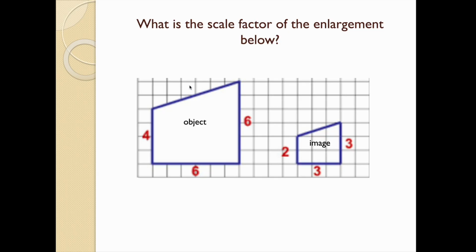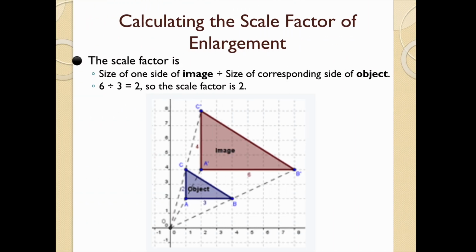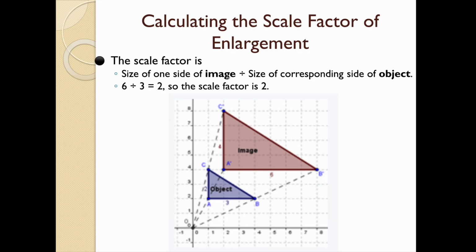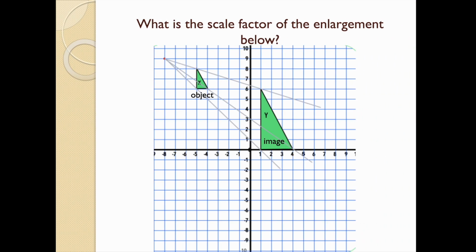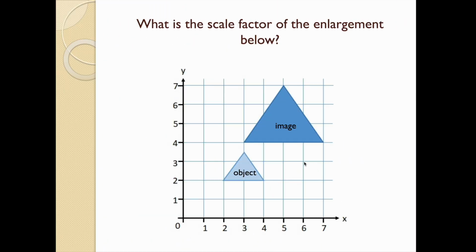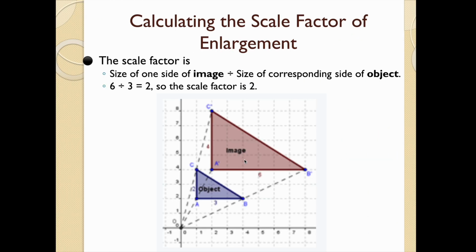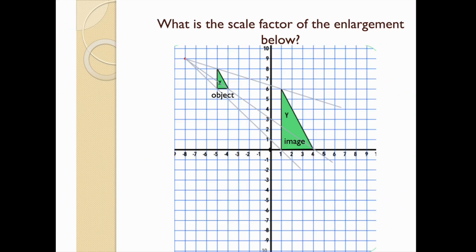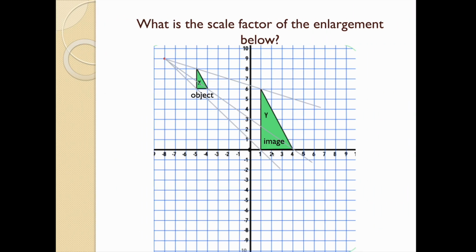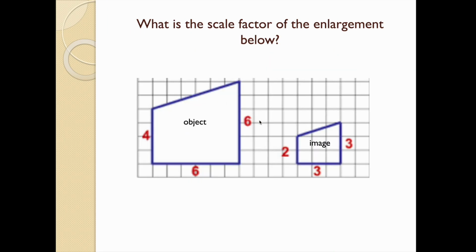Okay, but notice, guys, remember what we said our formula is: the size of one side of the image divided by the size of the corresponding side of the object. So image divided by object. When we did this, it was image divided by object. So 4 divided by 2, which is 2. Here was image divided by object. So 6 divided by 3, which is 2. Then here was image. So we did 6 across here divided by 2, which is 3. Image divided by object.